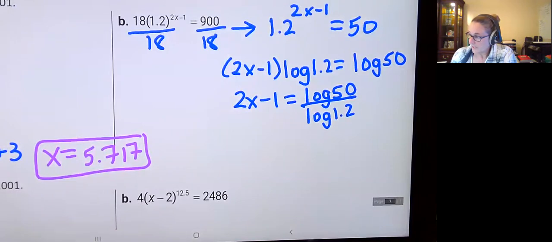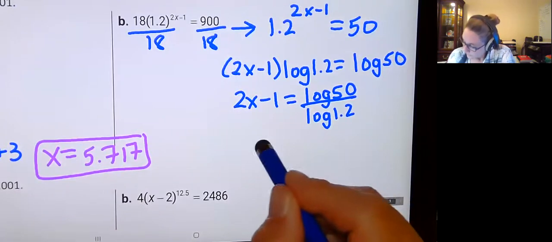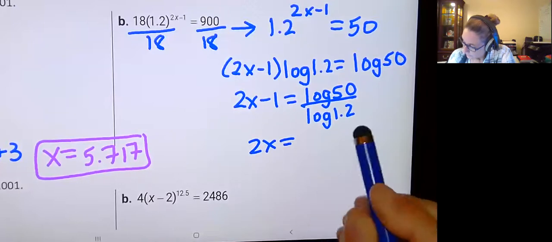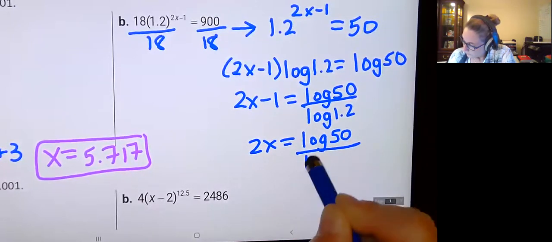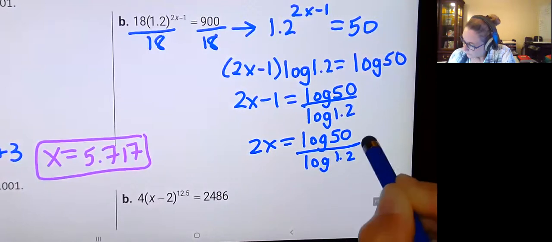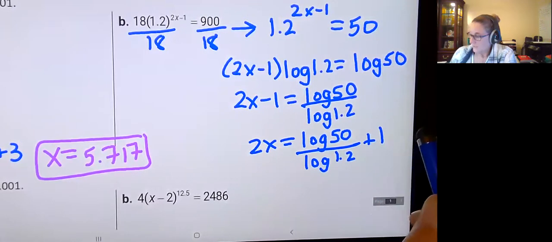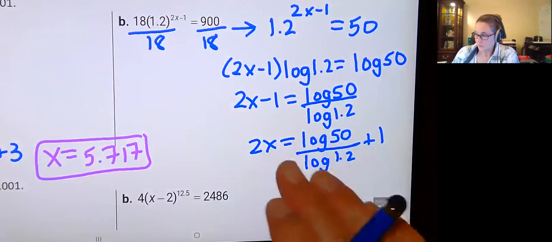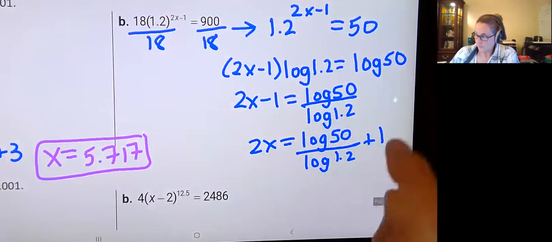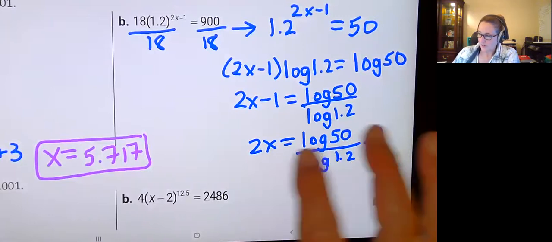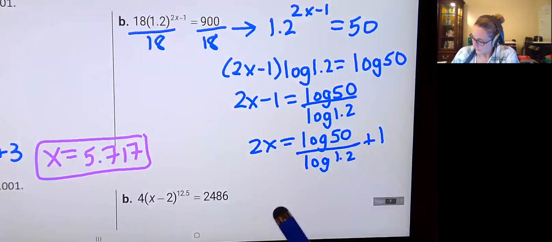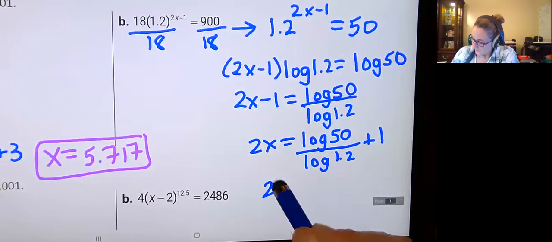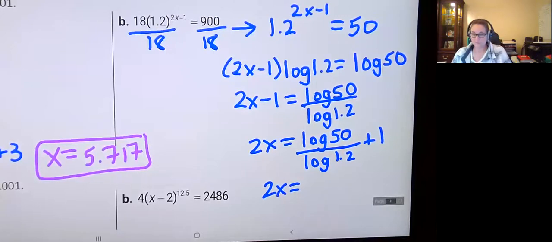I am going to add 1 to both sides. So then I'm going to have 2x is equal to log of 50 over log of 1.2, and then I'm going to add 1. Now, at the end, I'm going to divide all of this by 2. I'm going to put this into my calculator first so that I don't have a fraction and a fraction and dividing this whole thing by 2. So let me first get this answer, and then I'm going to divide by 2.